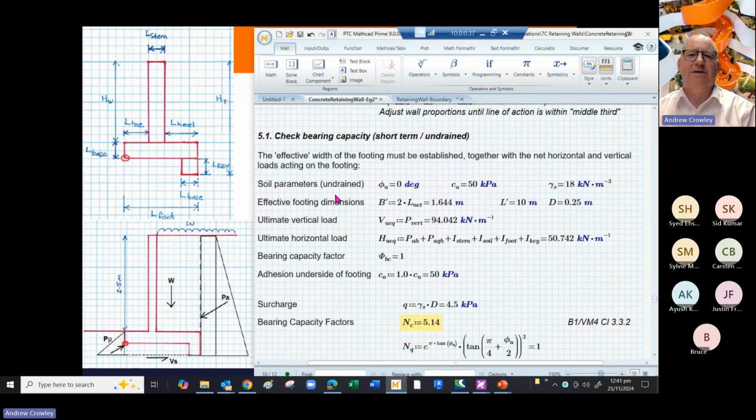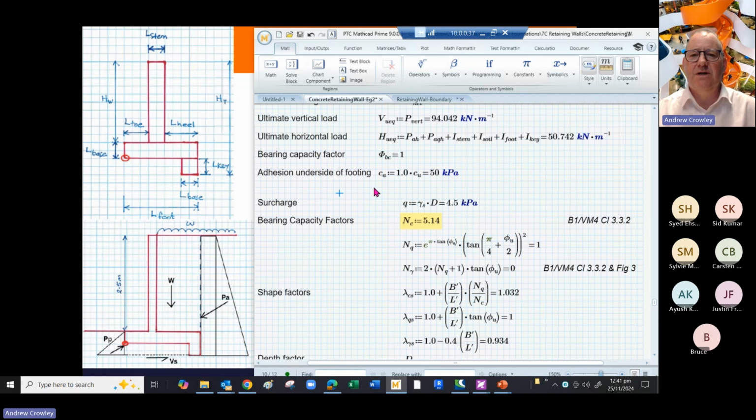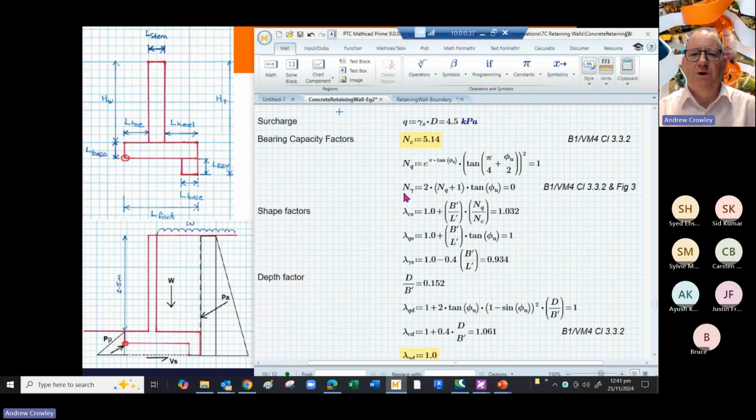The next thing to look at in the earthquake case is the bearing capacity. So this is again short-term and undrained. We've gone through the soil parameters before. We've worked out the loading before, vertical and horizontal. And we're using again adhesion under that footing of 1 Cu, which works out as 50 kPa. And we work out our bearing capacity factors again. Now, bear in mind the bearing capacity factors differ depending on when you're looking at undrained or drained situations.